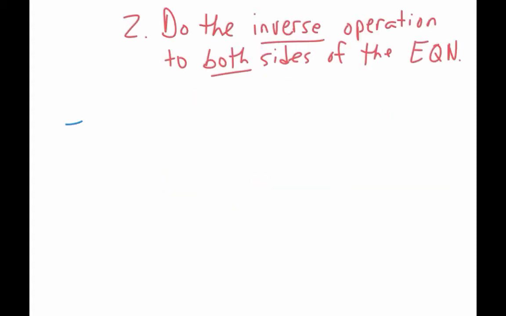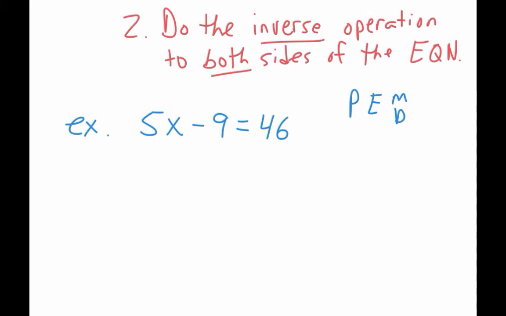All right, then a few examples to work through. My first one, I'm going to have 5x minus 9 equals 46. So as we're solving this, we do order of operations backwards. I'm going to write this. Most people won't bother, but we do addition and subtraction first.